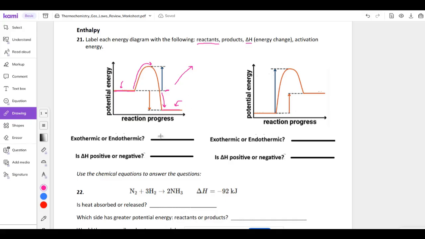Since energy got released, I'll label this, but I'm not going to do the whole thing. Since energy was released from the system into the surroundings, this would be an exothermic reaction, EX. I'm going to put EX for exothermic.